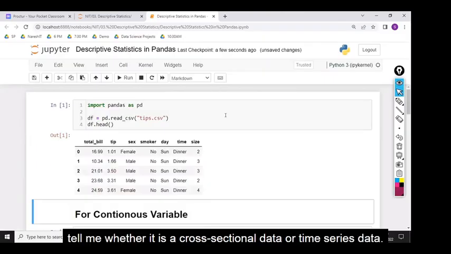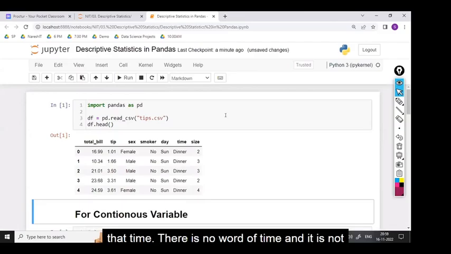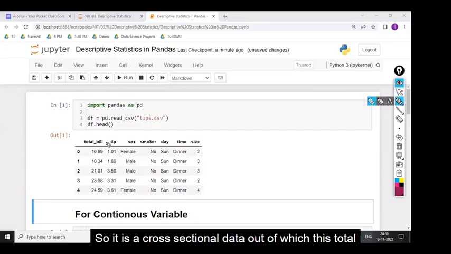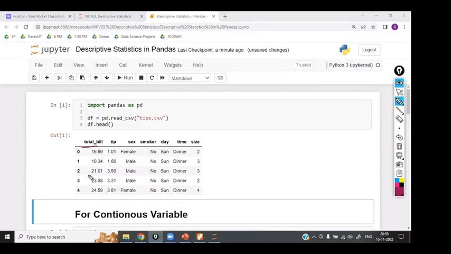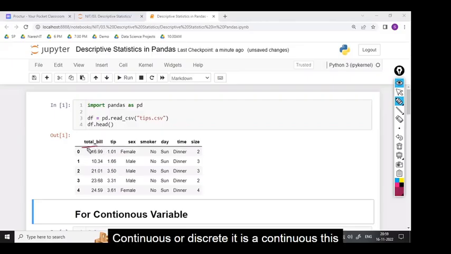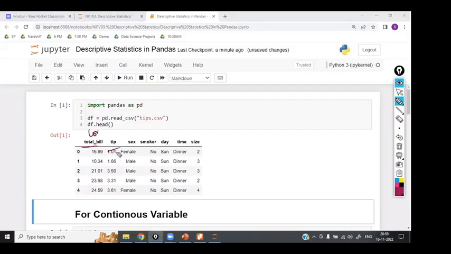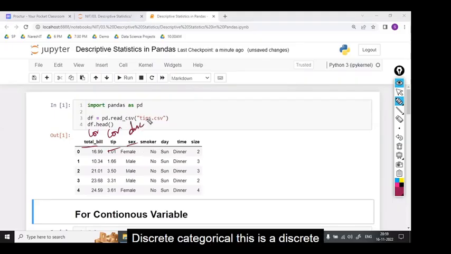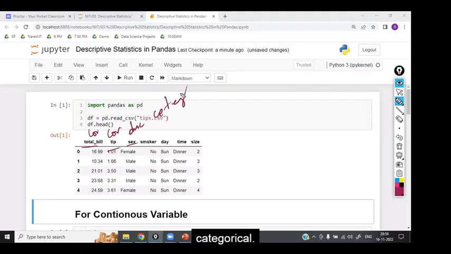So first tell me whether it is cross-sectional data or time series data. It is cross-sectional data because this is not dependent on time. There is no mention of time and it is not dependent on time. So it is cross-sectional data, out of which this total bill is what type of variable? This one? Continuous or discrete? It is continuous. This one? Continuous. This one? Discrete categorical.